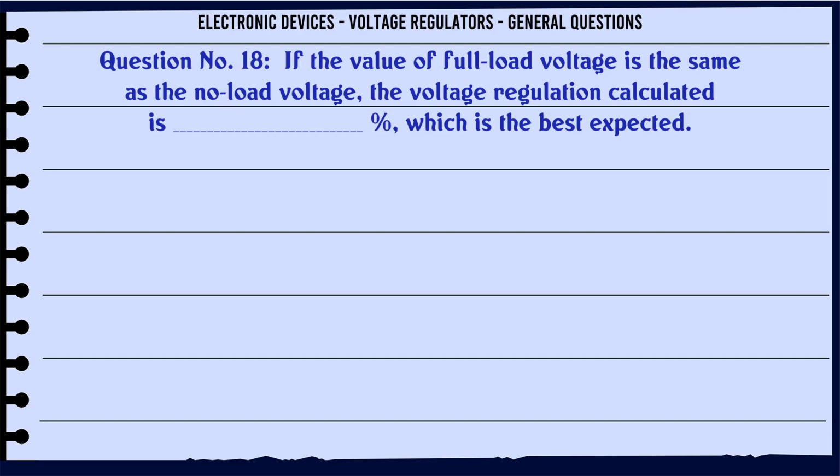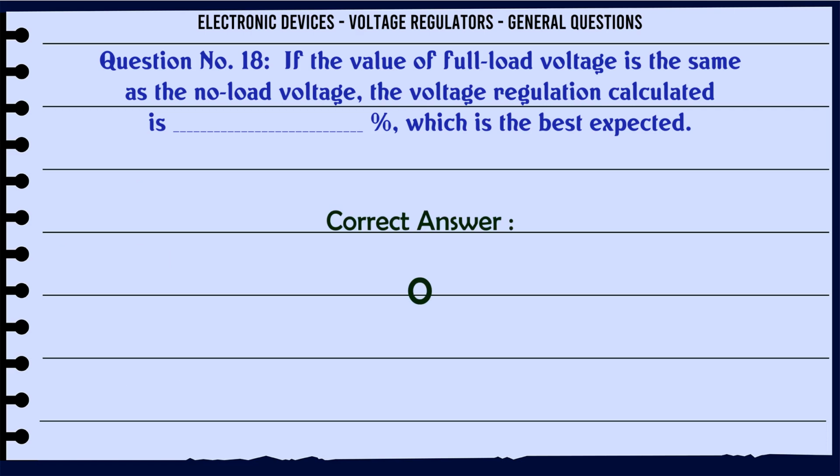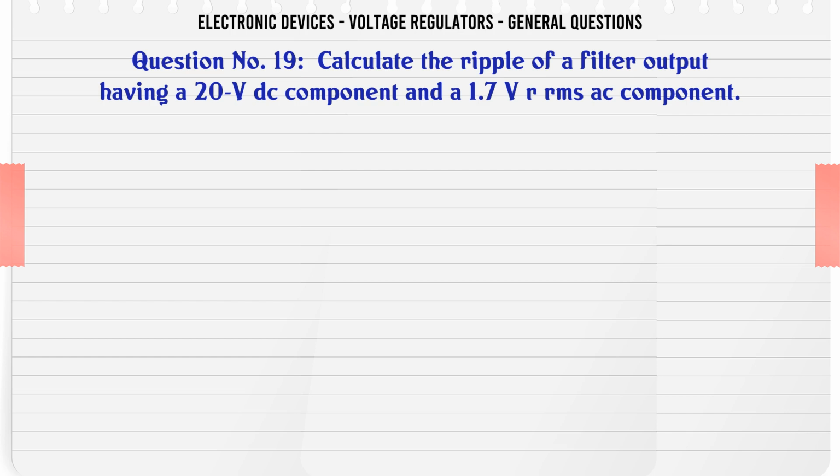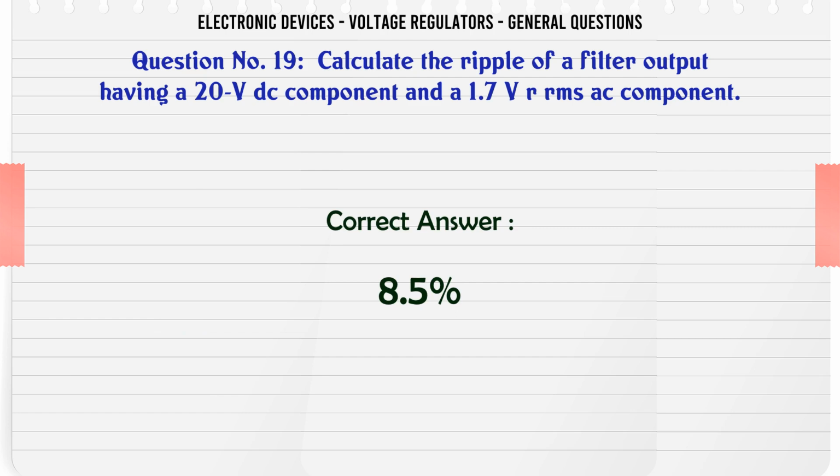If the value of full load voltage is the same as the no load voltage, the voltage regulation calculated is which is the best expected? A. 0, B. 1, C. 99, D. 100. The correct answer is 0. Calculate the ripple of a filter output having a 20 V DC component and a 1.7 V RMS AC component. A. 6, B. 8.5, C. 85, D. 58. The correct answer is 8.5.